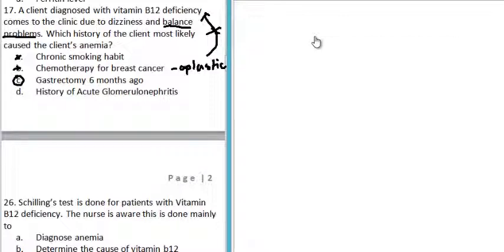Why? Because when you say gastrectomy, there's a removal of the stomach. And the stomach is the one that secretes what you call your intrinsic factor. This intrinsic factor is necessary for vitamin B12 absorption.